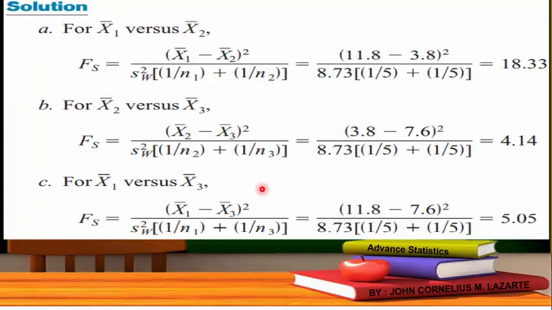Now, for the solution, we substitute the values and compare pairs. For letter A, we compare the first mean and the second mean. For letter B, we compare the second mean to the third mean. And letter C, we compare the first mean to the last mean. By substituting the values to the given formulas, we obtained on the first comparison 18.33, second comparison 4.14, and the third comparison is 5.05.